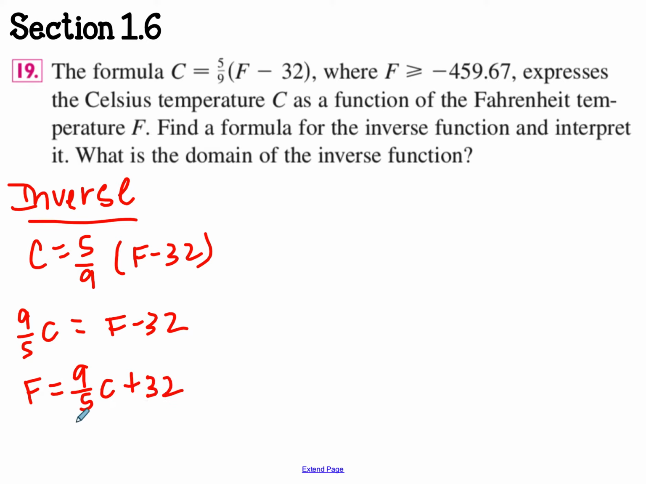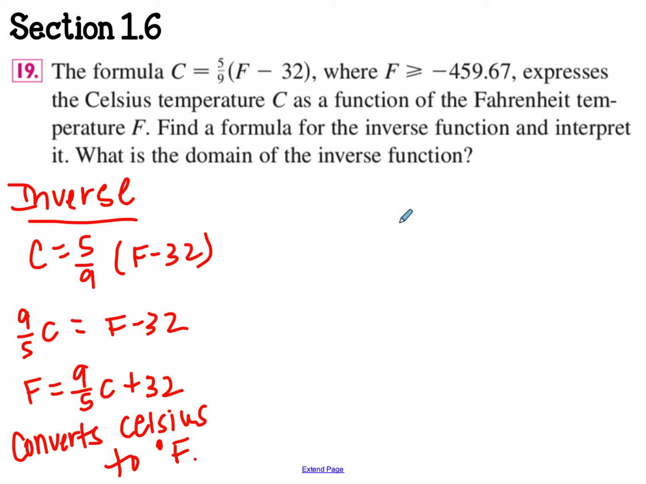And what does it tell me? Well, with my original, I plugged in Fahrenheit and I got out Celsius. Now with my inverse, I plug in Celsius and I get out Fahrenheit. So that's nice. That's what it means. It converts Celsius to degrees Fahrenheit. Okay, so that's our inverse.